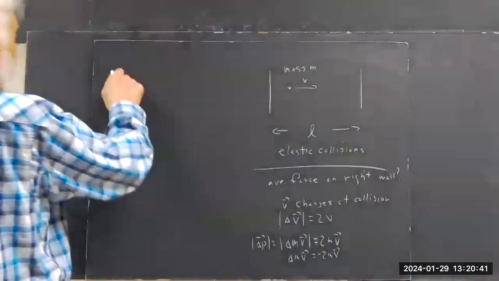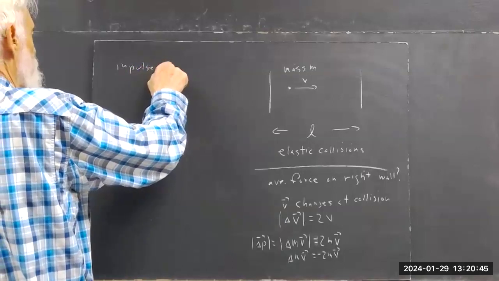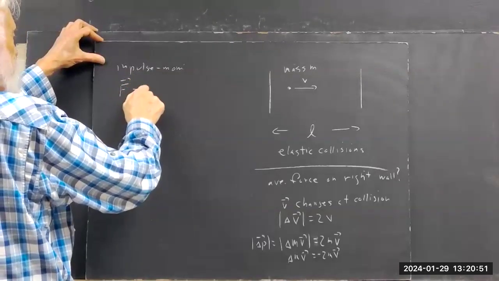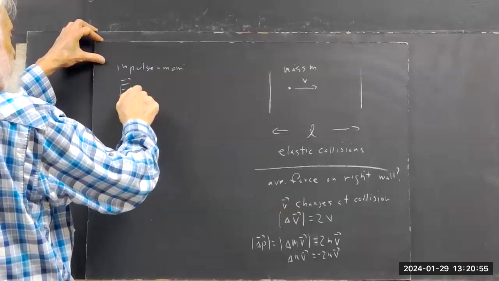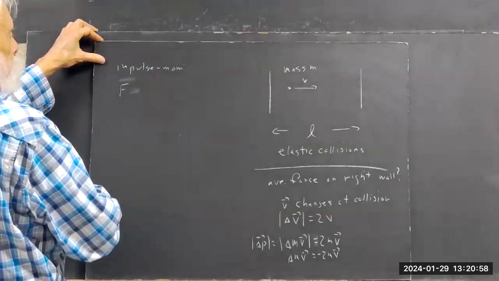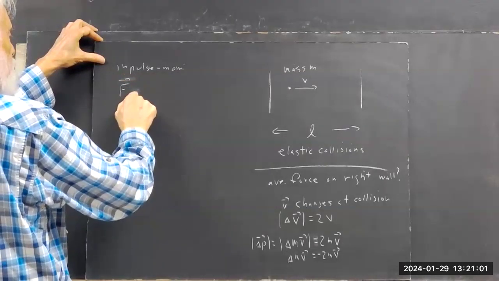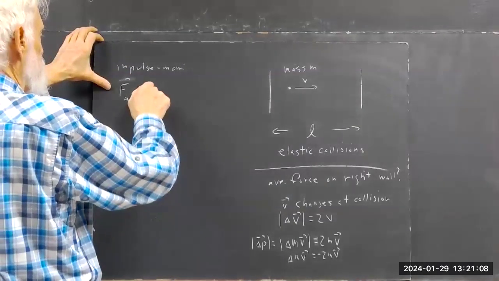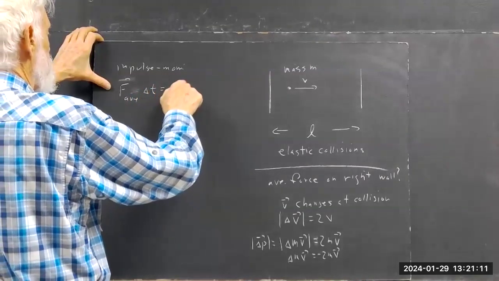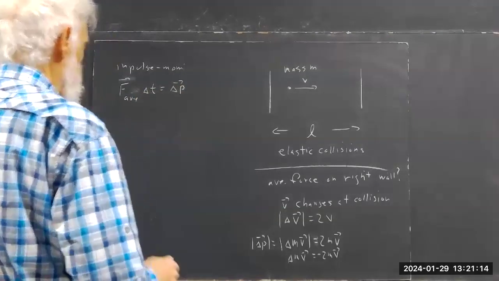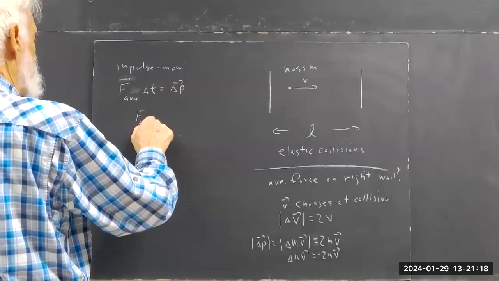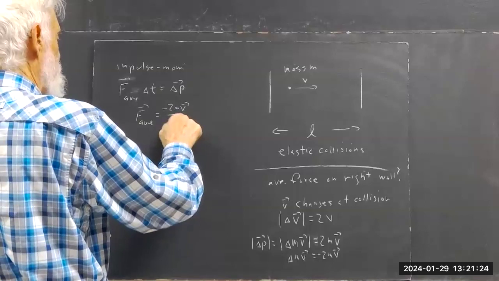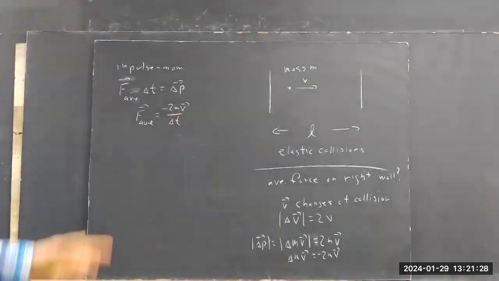Now we're going to use impulse-momentum. All right, I wanted to put a bar and an arrow, but that would have been confusing. Okay. Average force times delta t equals delta P, the change in momentum. Okay, average force is negative 2mv over delta T. Now, what's delta T?